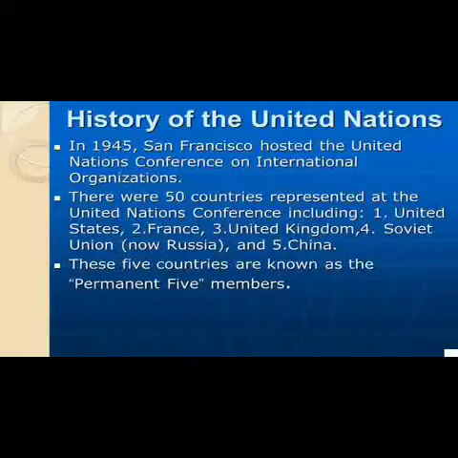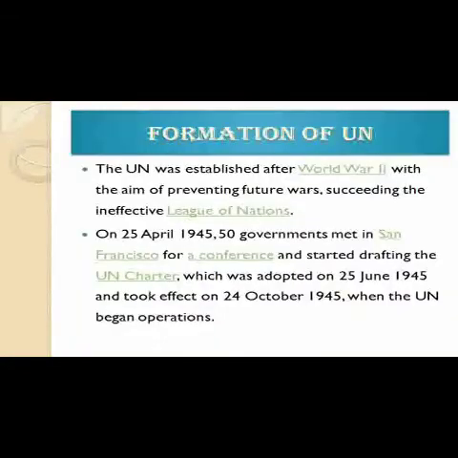History of the United Nations. In 1945, San Francisco hosted the United Nations Conference on International Organizations. There were 50 countries represented at the conference, including the United States, France, the United Kingdom, Russia, and China. These 5 countries are known as the 5 permanent members.